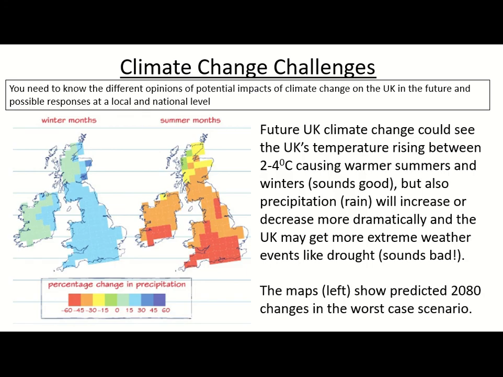Now the maps on the left here, they show you 2080's predicted change in the worst case scenario. So you can see in terms of precipitation, this is not temperature, this is about rainfall. So you might actually find that large parts of the south and the southwest particularly, and the southern tip of Ireland, could actually reduce their precipitation by 60 millimetres a year. That's a big amount, that's a huge amount. And not really something that's useful.